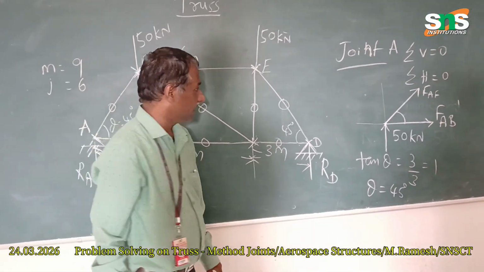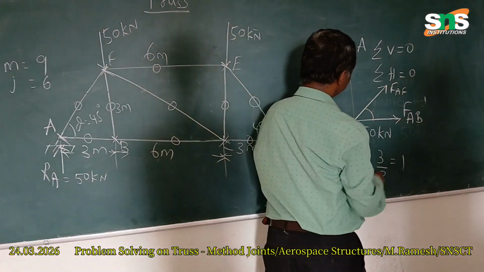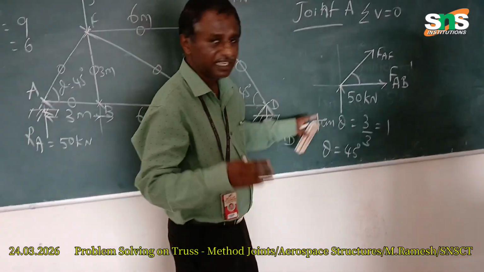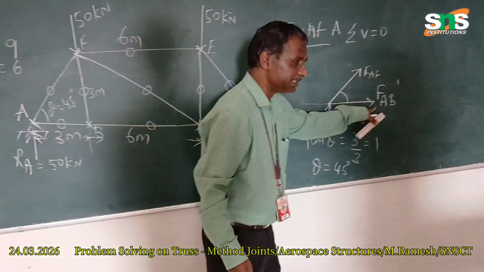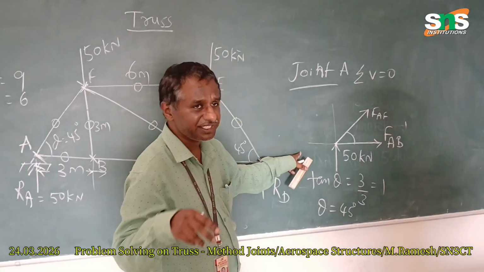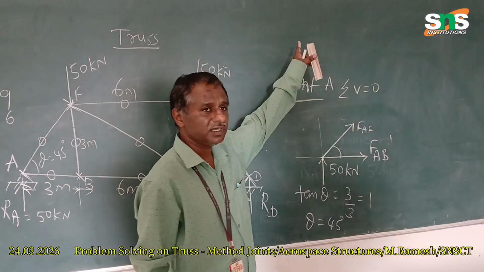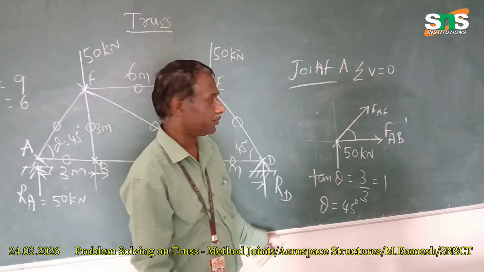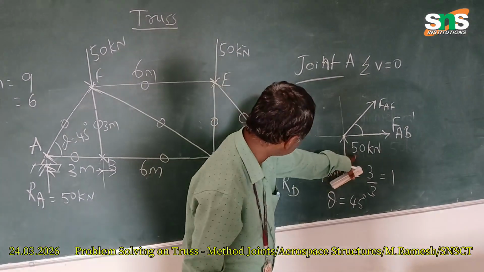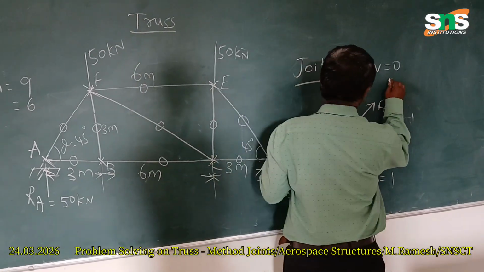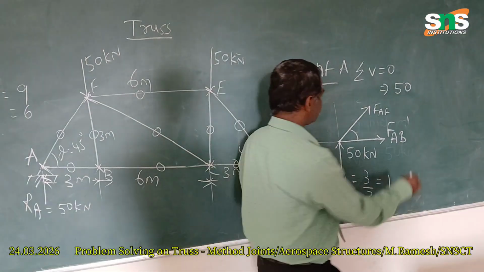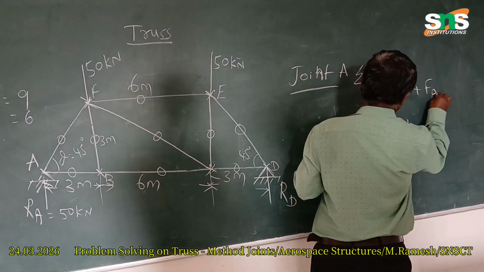Then how to proceed? Use sigma V is equal to 0. For sigma H, towards right is positive and towards left is negative. For vertical force, upward is taken as positive, as in the 4 quadrants, and downward is negative. And I have this 50 towards upward, so it is positive, and also FAF.